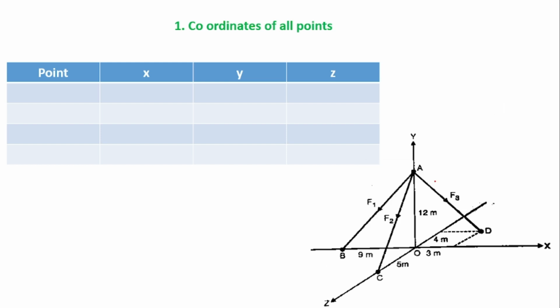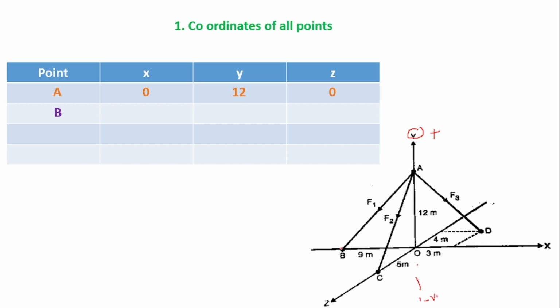For this we'll start with the point A. Now A lies on the y-axis, and this is the positive direction of the y-axis and this is the negative direction of the y-axis. When a point lies on a particular axis, the remaining axis values will be 0. So for A, the value of x is 0, y is plus 12 and z is 0. This is how we get the coordinates of point A.